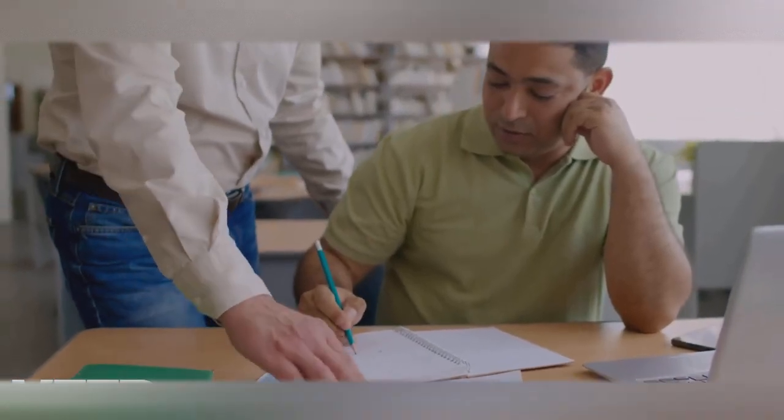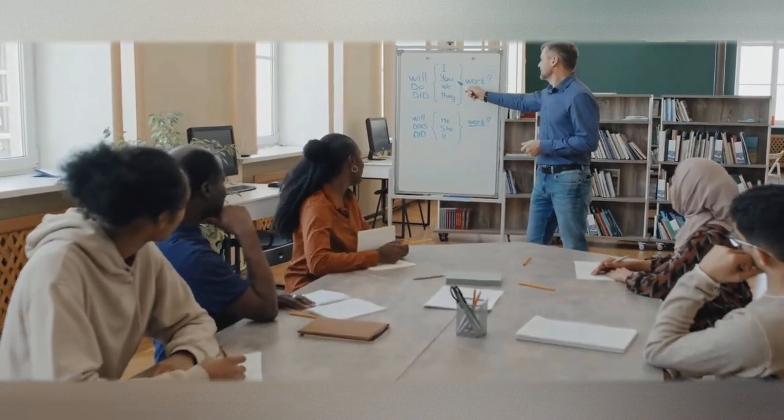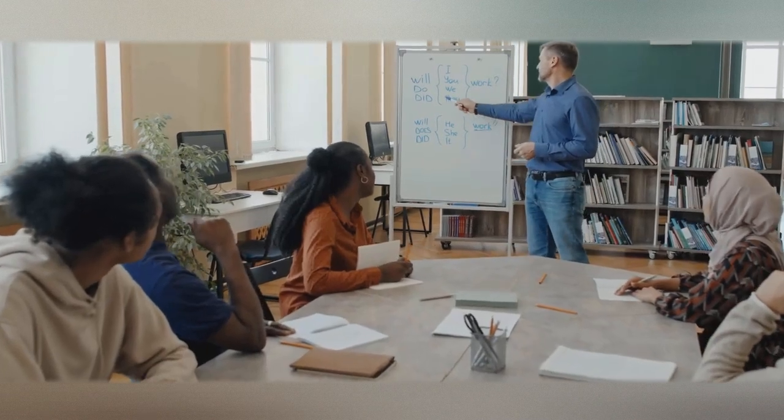When we talk about changing active voice into passive voice in the simple past tense, we're diving into a fascinating aspect of English grammar. Let's break it down step by step. First, let's clarify what we mean by active and passive voice. In the active voice, the subject performs the action.